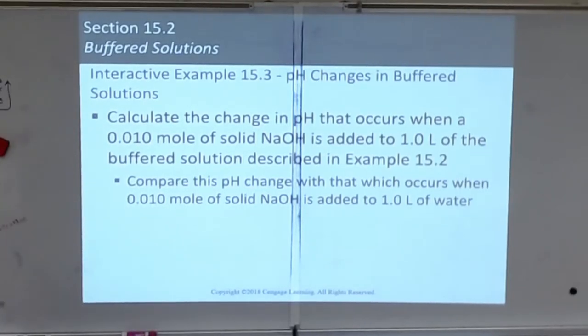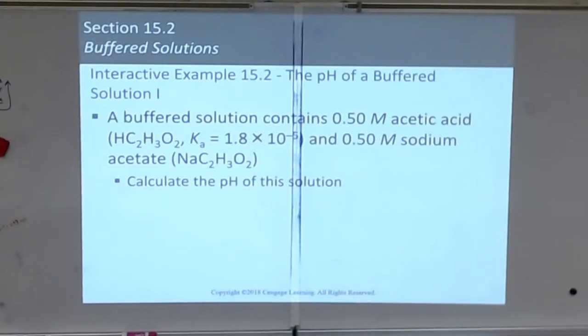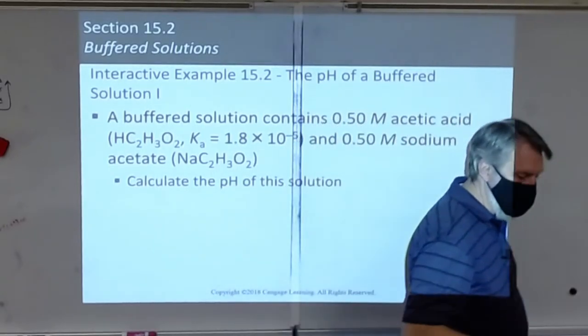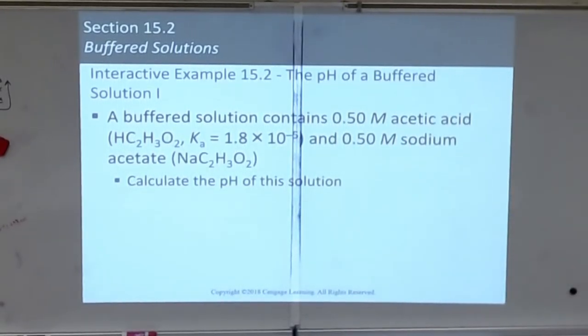All right, cool beans. Calculate the change in pH that occurs when a 0.01 mole solid of sodium hydroxide is added to a liter of a buffered solution as described in example 15.2. So we just did 15.2, right? That's my buffered solution. Yes, we're doing buffers. So we should have done this one already. So we have our pH was like 4.74.